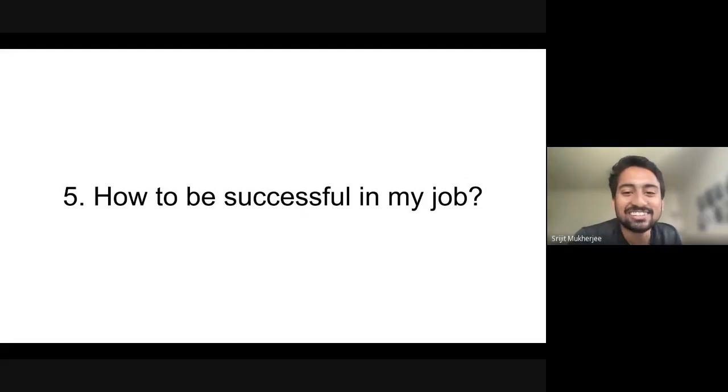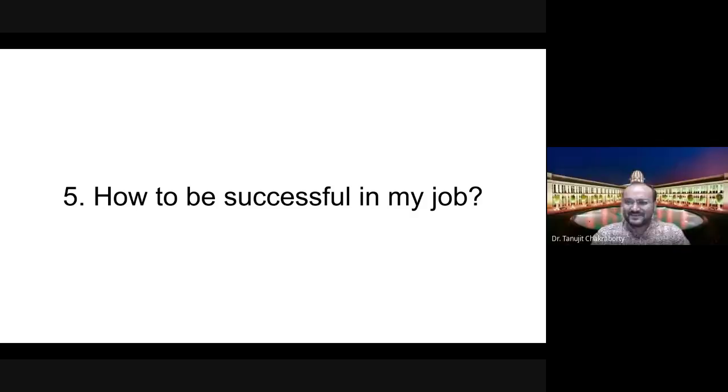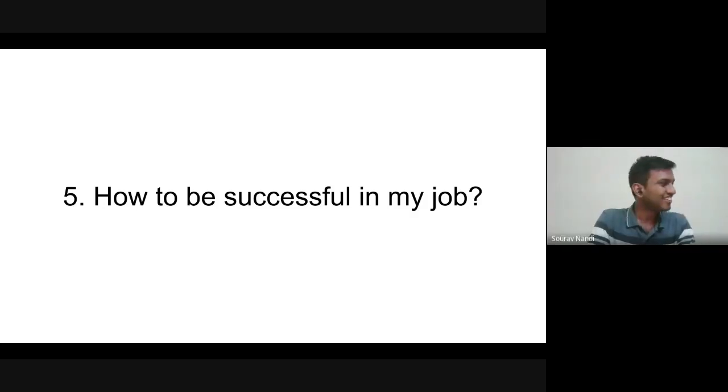How to be successful in my job? I think we don't have a recipe for that. But a big part is the soft skills: to understand how the whole machine works, and how to work with others. That's the big part of it. But as Namrita mentioned, there is no secret sauce.